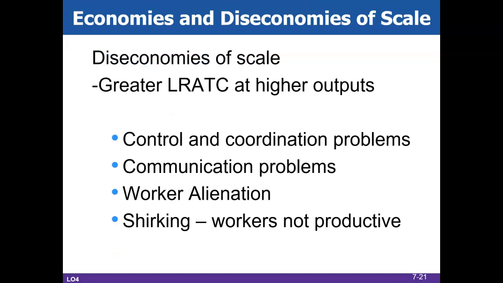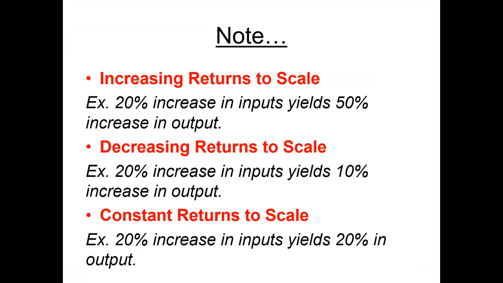Diseconomies of scale would be an upward sloping long run average total cost curve. This would be where over greater and greater quantities, the average total cost is actually increasing for a good, say pies. And this is because it becomes harder and harder to coordinate resources, maybe communication problems, maybe workers are not being productive, work from home, whatever it might be, 1,000 different things that can create diseconomies of scale.